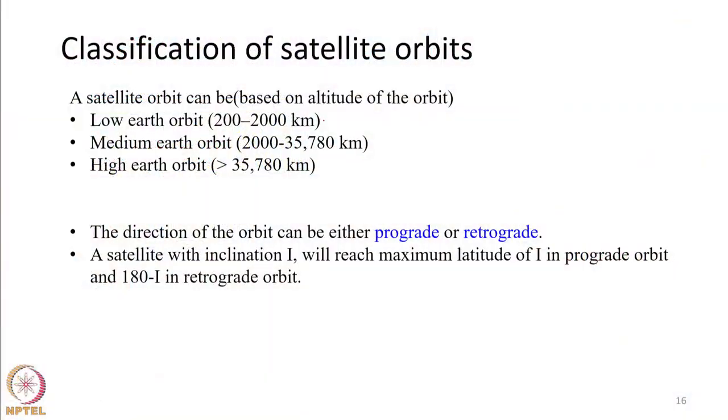Based on the altitude at which the satellite is revolving around the Earth's surface, we can classify the satellite orbits into three. One is low Earth orbit, where the height of the satellite will be around 200 to 2000 kilometers above the Earth's surface. Then comes medium Earth orbit, in between, 2000 to about 35,000 kilometers, and high Earth orbit above a threshold of about 35,700 kilometers, or roughly 35,800 kilometers. So this is based on the orbital height above the Earth's surface.